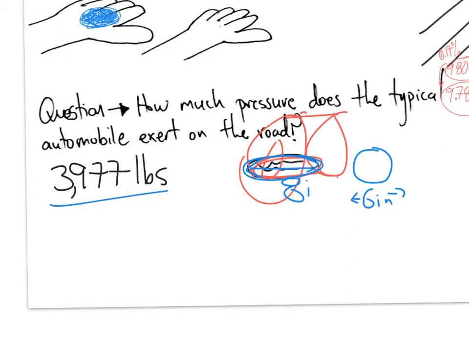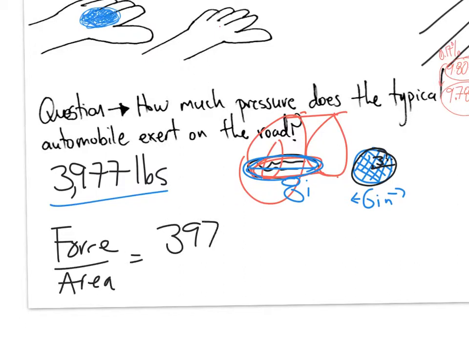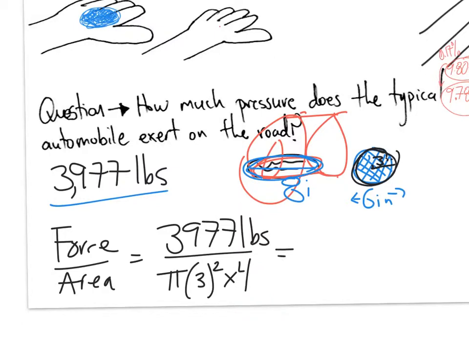So we have this much force, and it's exerted over this much area times 4. So if we were calculating this area, that's 3 inches for our radius. And so what do we have? We have force per area. And so 3977 pounds per, and our area is 4 of these. So we have pi r squared, and then times 4. And I plugged this all into the calculator, and I got 35.